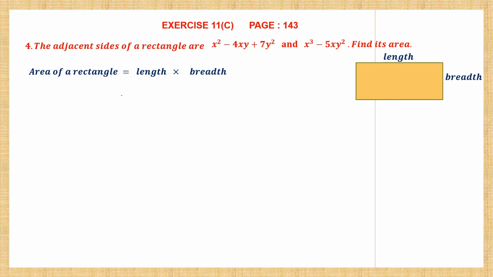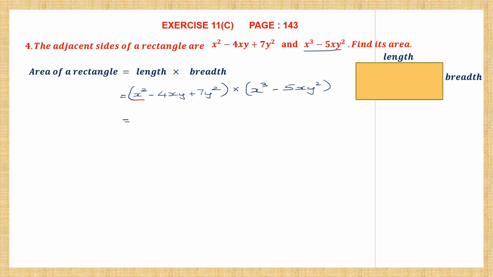So area of the rectangle will be x square minus 4xy plus 7y square into, because it is length into breadth, isn't it? And let's take the other one as the breadth. So that will be x to the power of 3 minus 5xy square. So here we multiply the regular way. We multiply the first term of this with all the terms inside, the second term with the terms inside, and the third term with the terms inside.